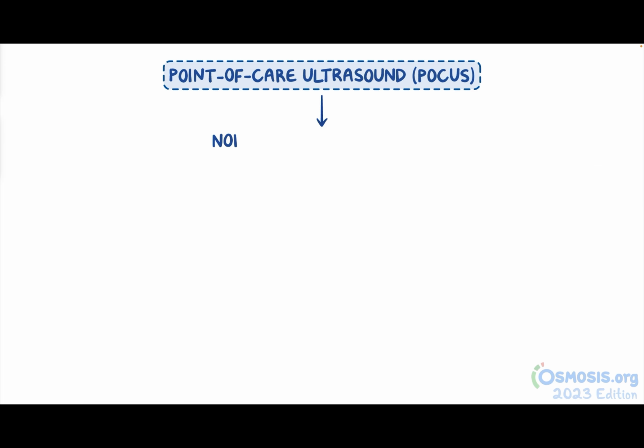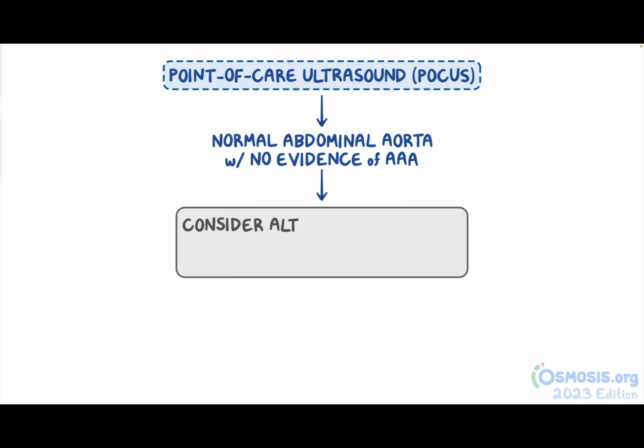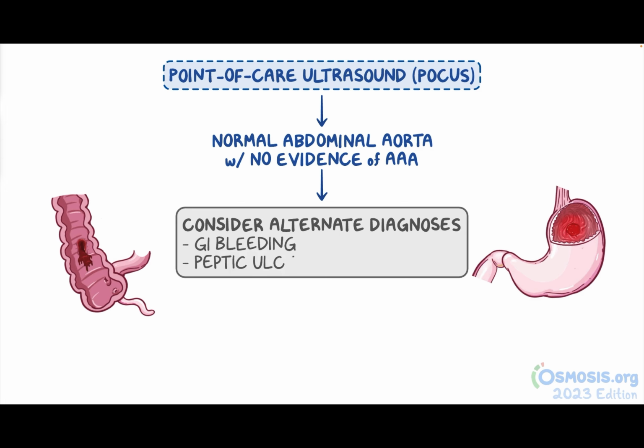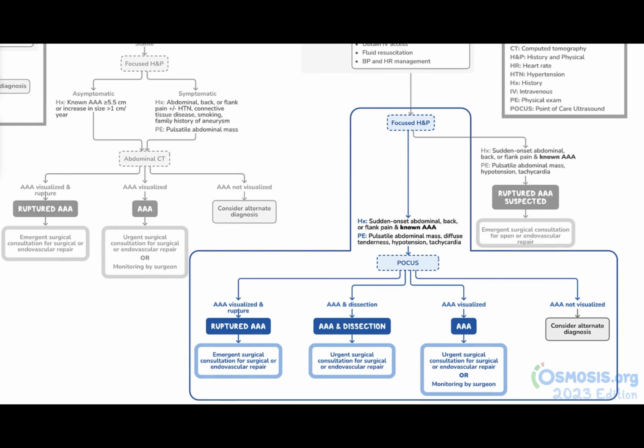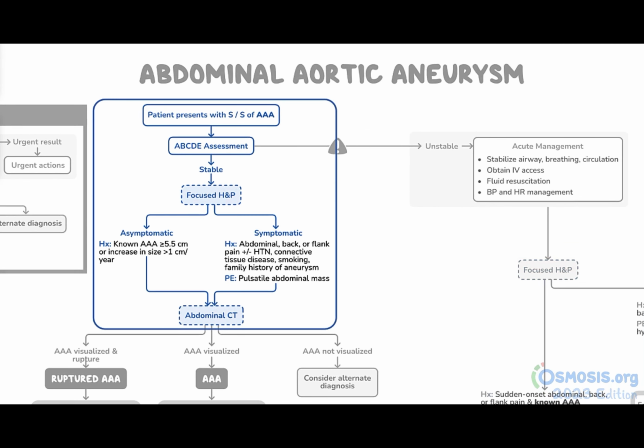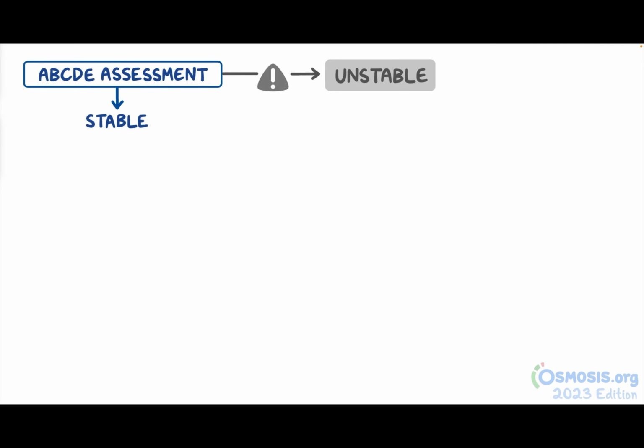Finally, if you see a normal abdominal aorta with no evidence of a AAA, consider alternate diagnoses like gastrointestinal bleeding or perforated peptic ulcer disease. Now that we've discussed unstable patients, let's move on and talk about stable patients. If you suspect a AAA in a stable patient, your first step is to obtain a history and physical exam.